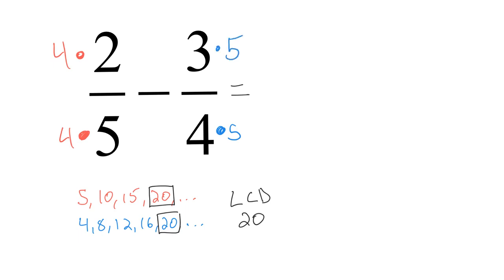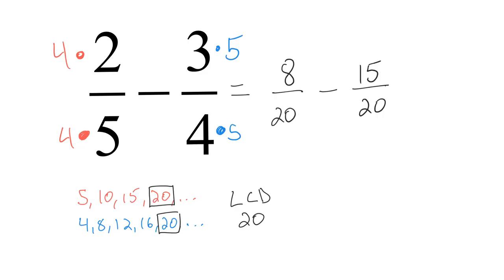So I'm going to have my fraction minus fraction. The bottom is going to be 20. 4 times 5 is 20, and 20 on this side, 4 times 5 is 20. I'm going to multiply these two up here, so that's going to be 8. 4 times 2 is 8. I multiply these two here, 3 times 5, that is 15.